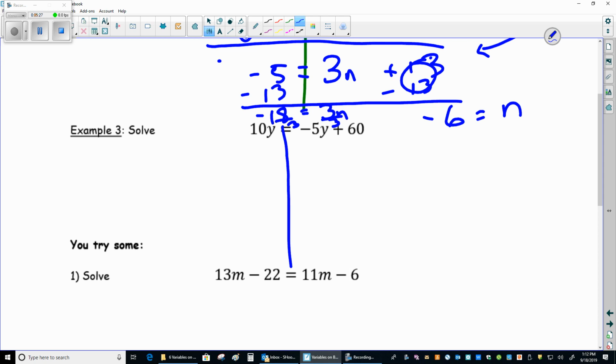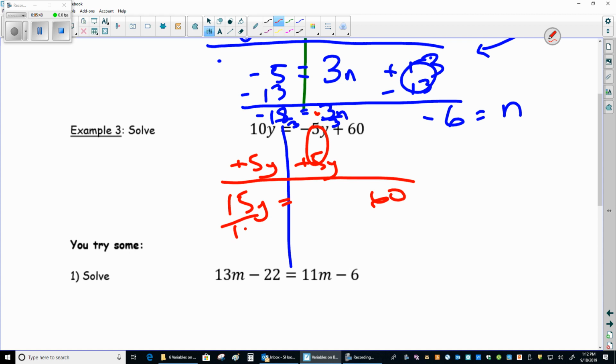What's the better one to get rid of, a 10y or a -5y? Well, we haven't talked about one like this yet. How would I get rid of a -5y? I'm going to add 5y. And if I add 5y on this side, what does my mirror make me do on the other side? Obviously add 5y to get 15y's is 60. Any arithmetic bosses out there thinking they can do this pretty quick? Y is 4. And that's it.